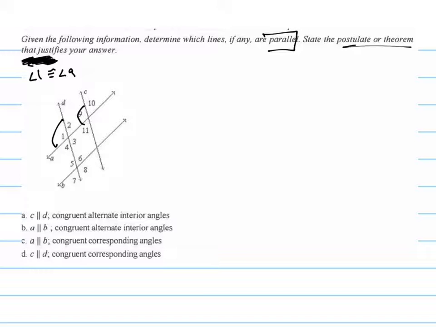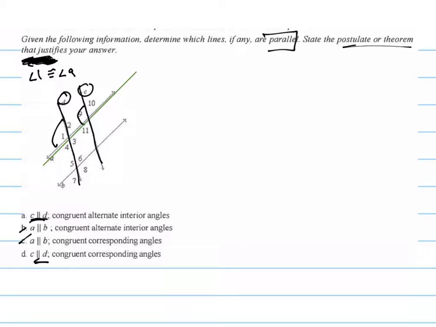So what we're going to do is draw in my transversal, and these are my two lines that would be parallel to each other. See how the two angles have to be on the transversal? Got it? And C and D are the ones that are parallel. So B and C, we can eliminate those choices.